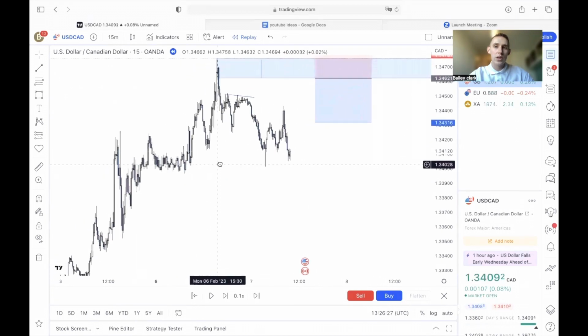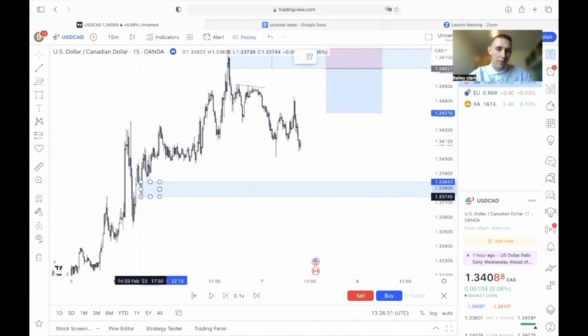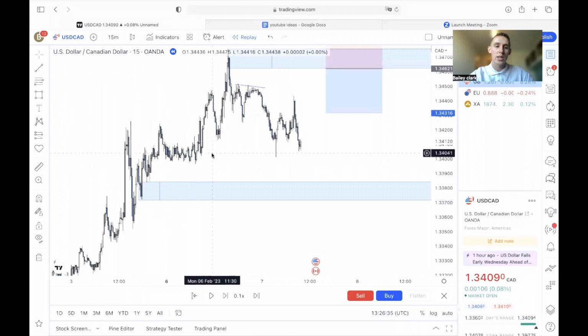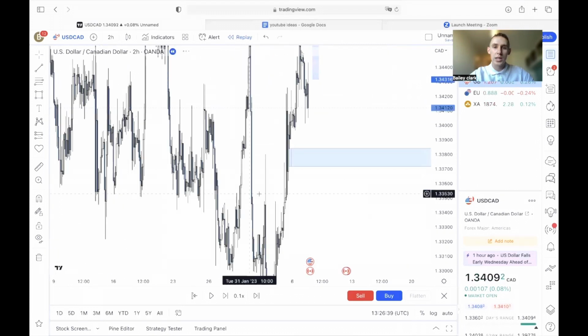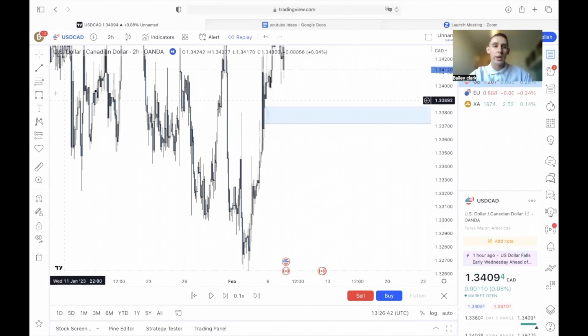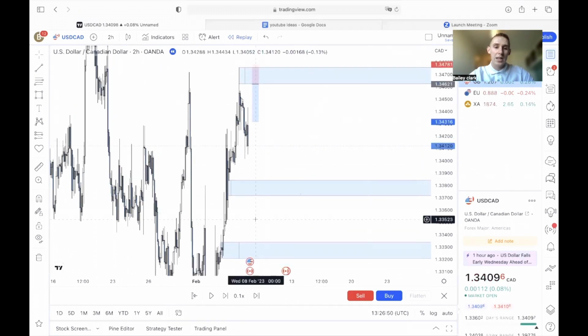And levels that I was looking to target, we have this area of demand here, just below all of this liquidity. So that was my first target, but my overall target for USD CAD for the rest of this week is this inefficient area of 2 hour and 4 hour demand that we haven't yet tested.